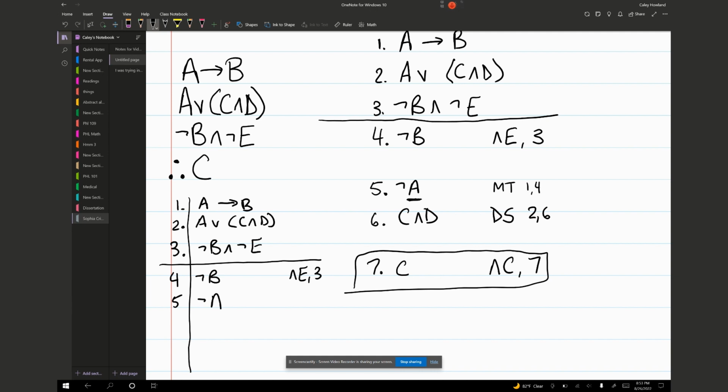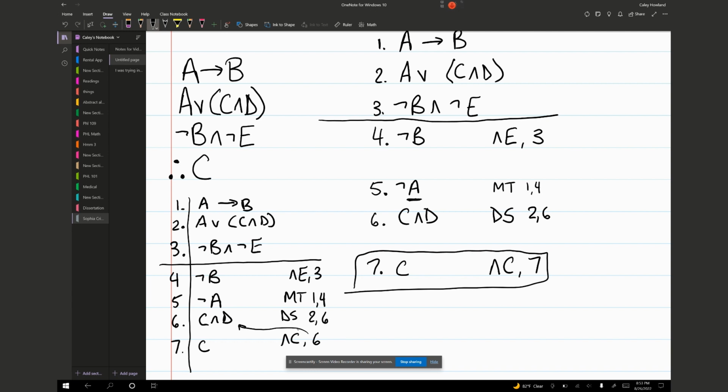5 is not A, and I know I arrived at that by modus tollens using lines 1 and 4. 6 is C and D, and I got there using disjunctive syllogism of lines 2, the disjunction, and 6, the negation of one of the disjuncts. And then my conclusion. And my conclusion was C, which is exactly what I needed, that I got from conjunction elimination of line, and check this out. Because we renumbered, we've got to change some of our numbering. You see that? So this should really be line 6. Notice that? It's conjunction elimination of line 6, this line right here.